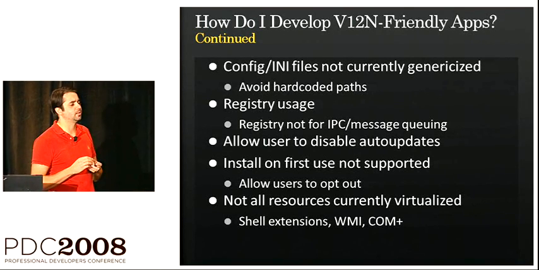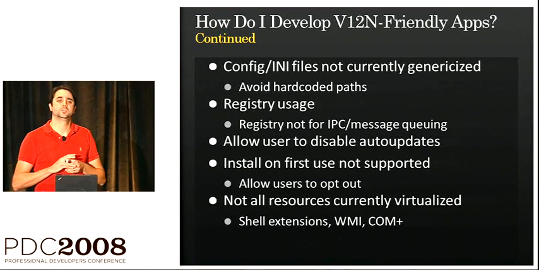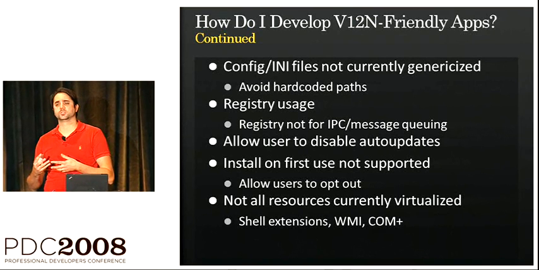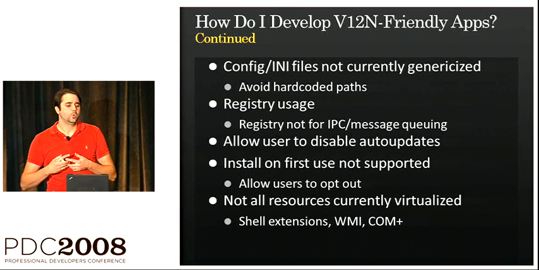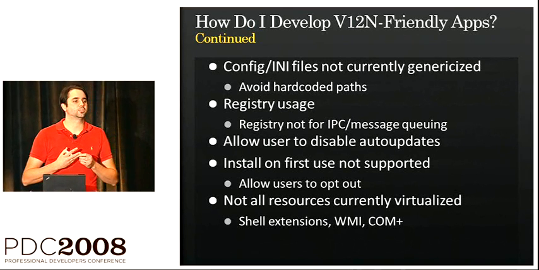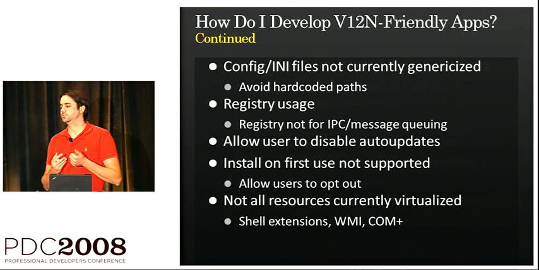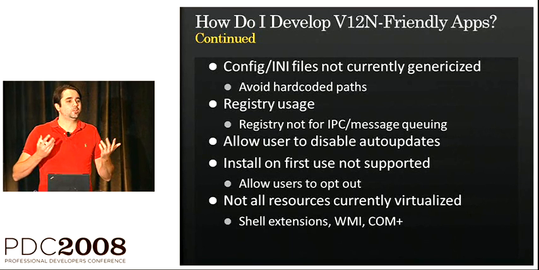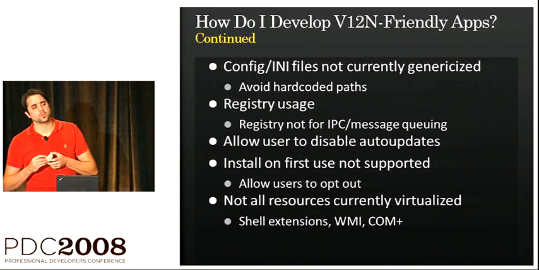Another thing we've seen that falls under the category of cleanliness of writing your applications: the registry is supposed to be a configuration store, right? Internally in NT, it's the config manager. We see some applications that try to use it as an inter-process communication mechanism. They try to use it as a job queuing mechanism. And in reality, yeah, you could probably use the registry for all kinds of different things, but it wasn't intended for those purposes.